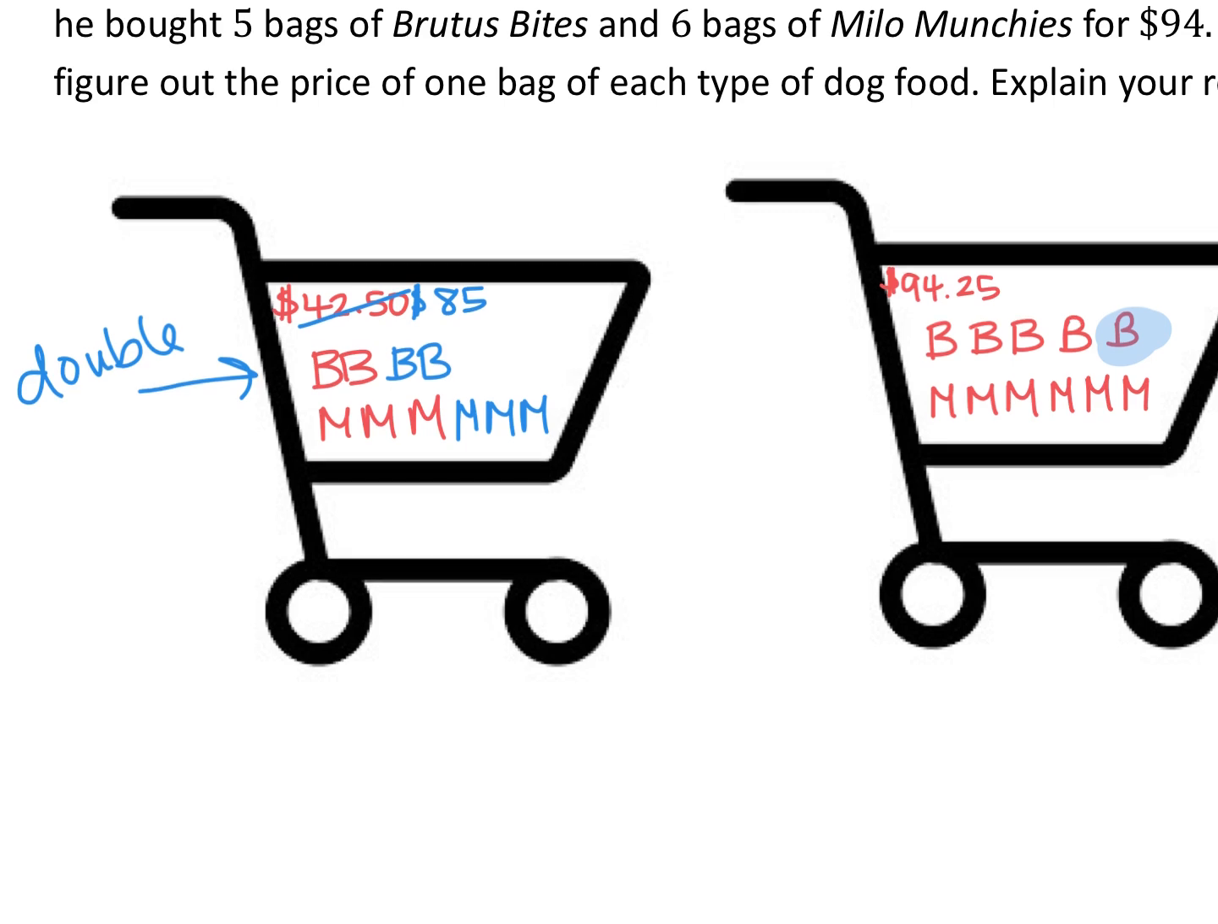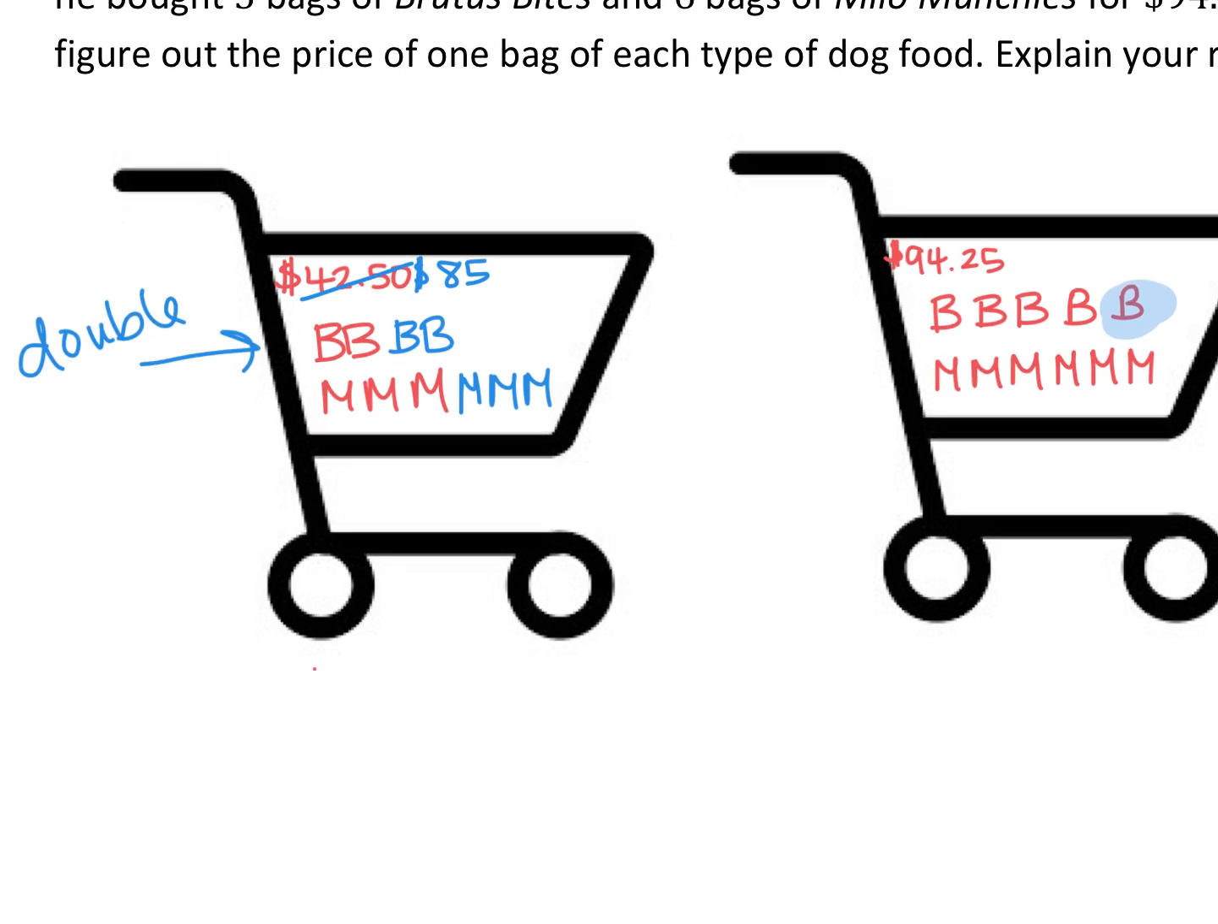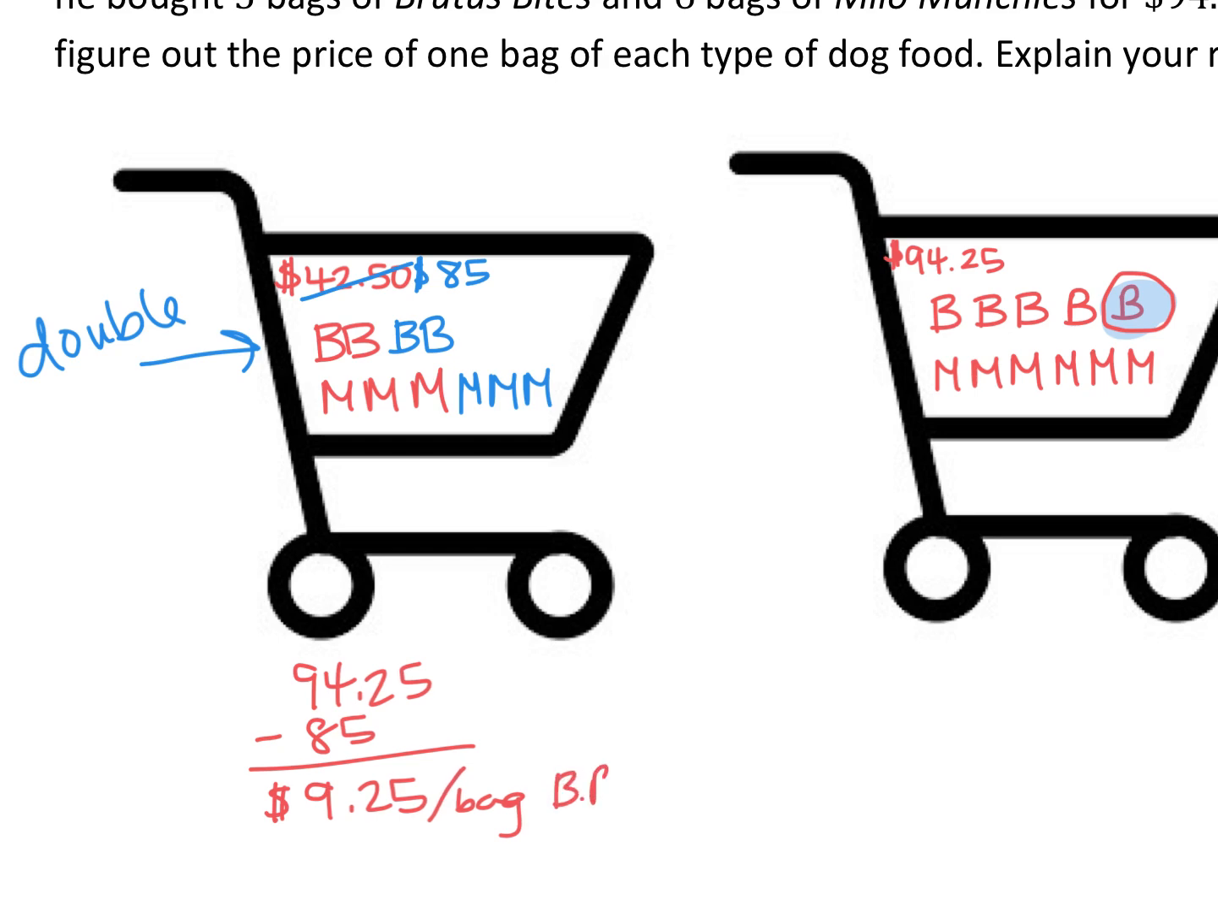So let's go ahead and subtract the cost of our two carts. So we'll do $94.25 minus $85. So it looks like that gets us $9.25. And that is the cost of this extra Brutus Bite in that second cart. So that's $9.25 per bag of Brutus Bites. Okay, so we have one of our answers.